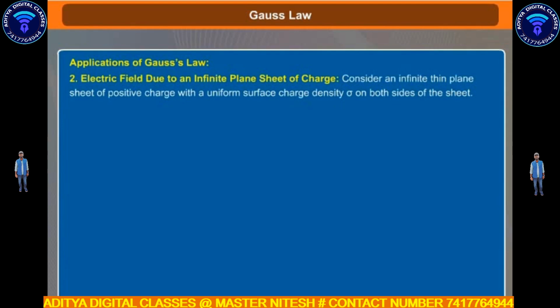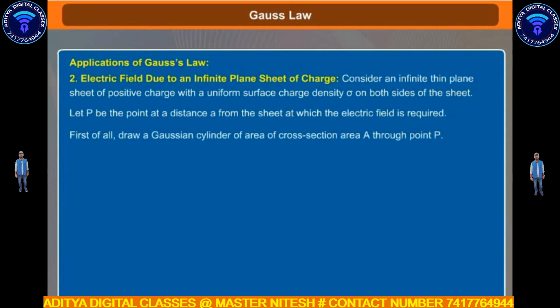Second, electric field due to an infinite plane sheet of charge. Consider an infinite thin plane sheet of positive charge with a uniform surface charge density sigma on both the sides of the sheet. Let P be the point at a distance a from the sheet at which the electric field is required. First of all, draw a Gaussian cylinder of cross-section area A through point P.